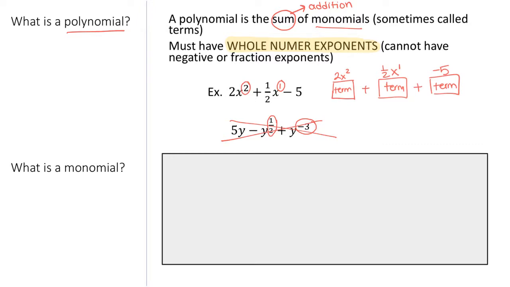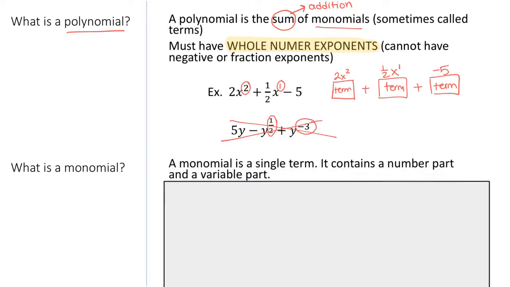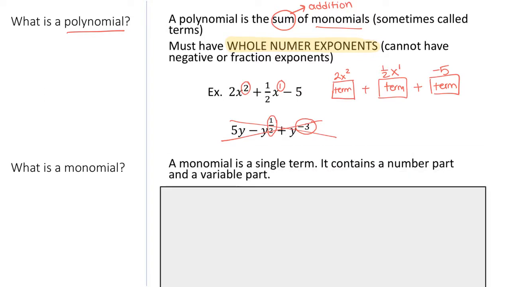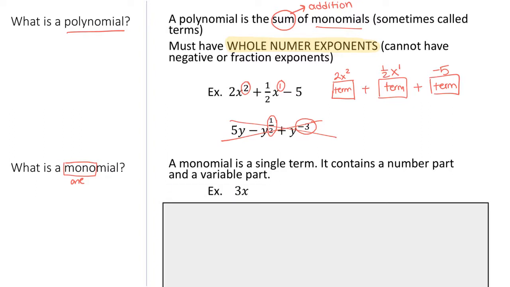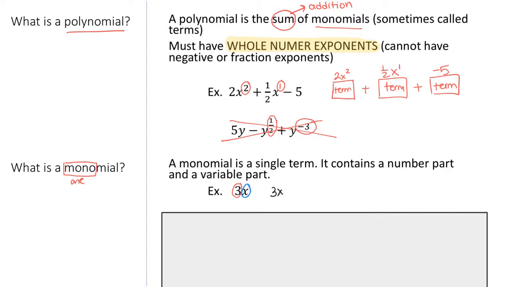What is a monomial? This is the second thing we're going to define. A monomial is a single term. So mono means one. If you've ever heard the phrase mano a mano, it means like you versus me, or one versus one. Mono means one. So it's a single term. It contains a number part and a variable part. So in this first example, it's easy to see those two pieces. We have the number part, which is 3, and then we have the variable part, which is x. So the monomial is something that we've seen before, 3x. I just rewrote it again so my circles didn't get confusing.